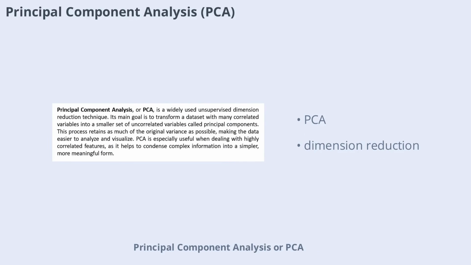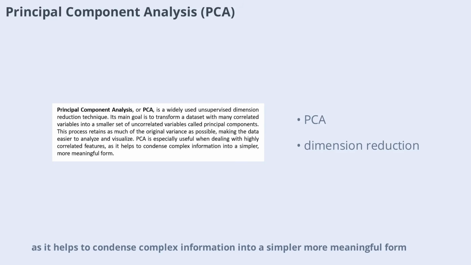Principal component analysis, or PCA, is a widely used unsupervised dimension reduction technique. Its main goal is to transform a dataset with many correlated variables into a smaller set of uncorrelated variables called principal components. This process retains as much of the original variance as possible, making the data easier to analyze and visualize. PCA is especially useful when dealing with highly correlated features, as it helps to condense complex information into a simpler, more meaningful form.